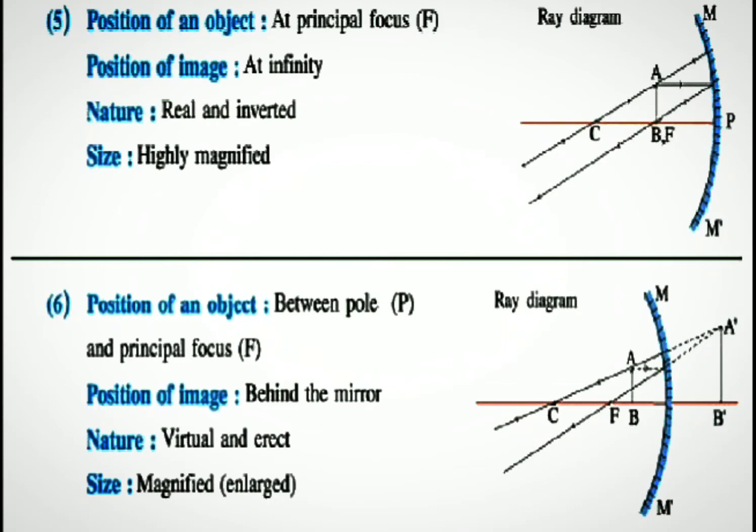At last, if the object is placed between pole and principal focus, its image is formed behind the mirror, which means now we will get a virtual and erect image, and the size of the image will be magnified.